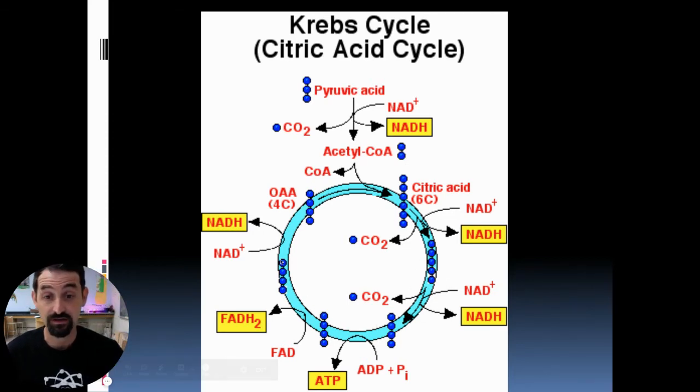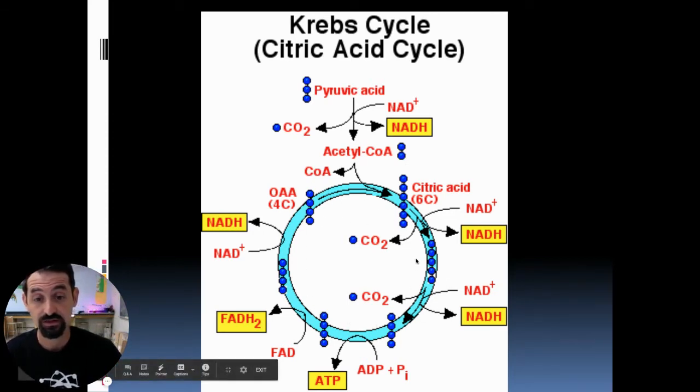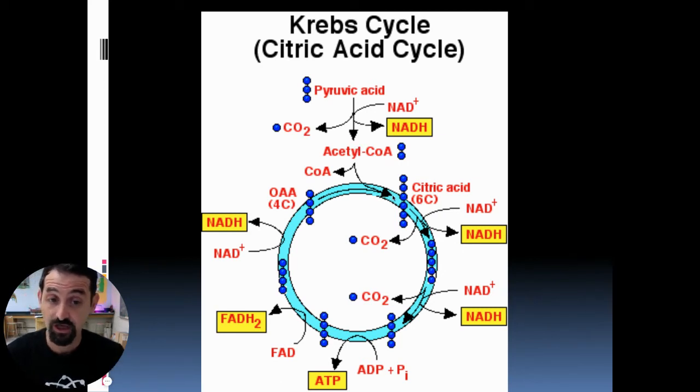So it's a cycle. It goes over and over and over again. As long as you have oxygen to help keep this running, and your broken apart glucose, the pyruvic acid stuff, you will constantly keep the cycle running. You'll give off carbon dioxide. You'll make a bunch of NADH, and you'll make some ATP.